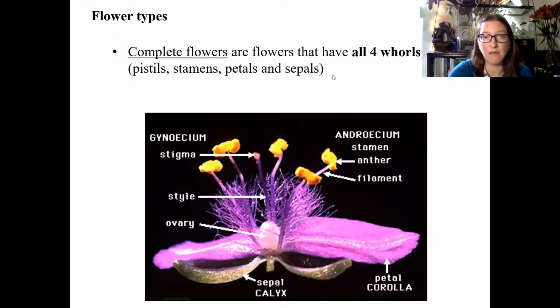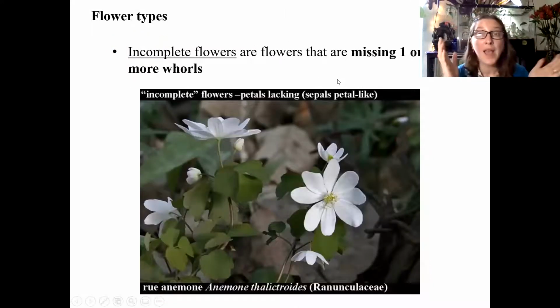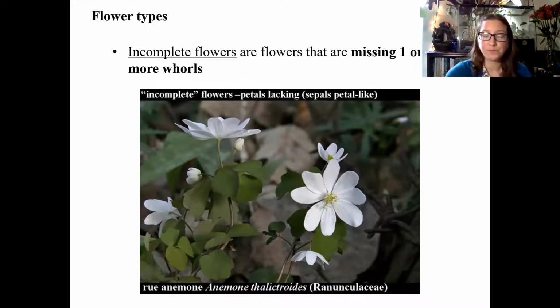Complete flowers have all 4 whorls. And if you're missing 1 or more whorls, you're called an incomplete flower. So in this case, this flower has no petals, even though it looks like petals, but in this case, the sepals look like petals and there's no petals on this. This is maybe not the best example, but let's put it this way, like here, I'll draw a flower on the side here.